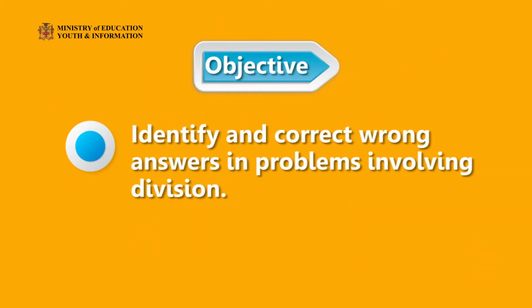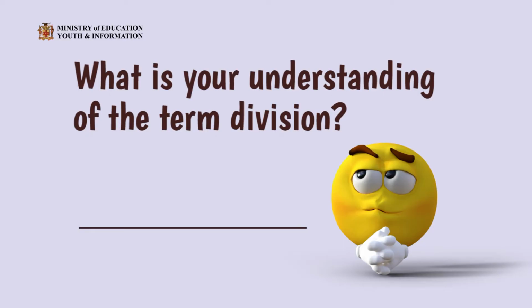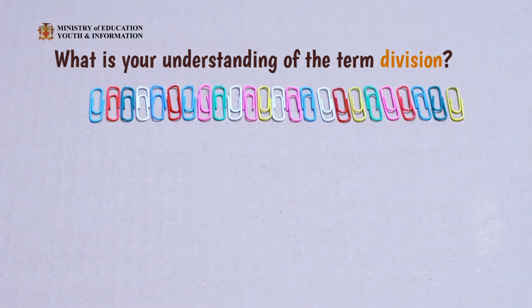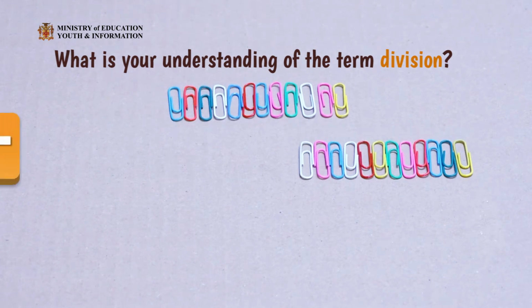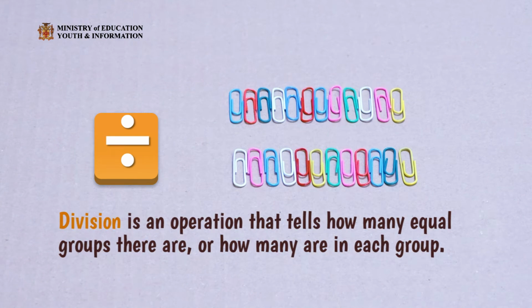By the end of the session, you should be able to identify and correct wrong answers in problems involving division. Let's begin our session. What is your understanding of the term division? If your understanding of division involves sharing or measuring equally, then you are on the right path. Division is an operation that tells how many equal groups there are, or how many are in each group.